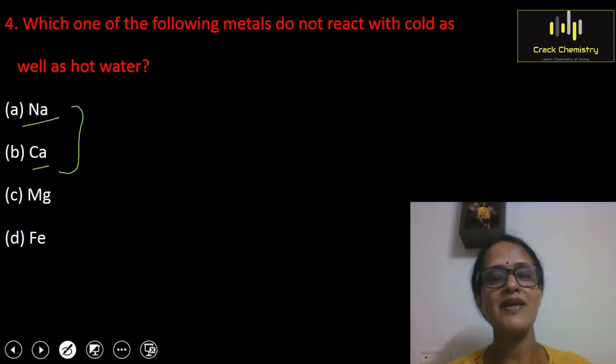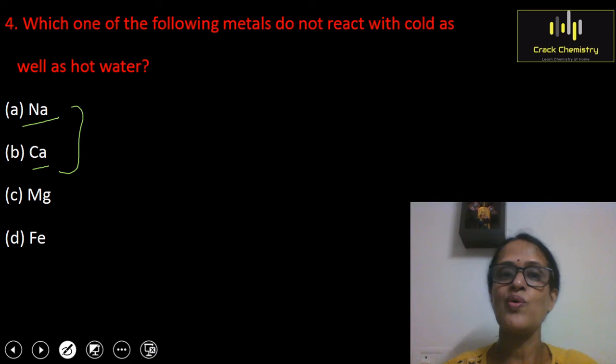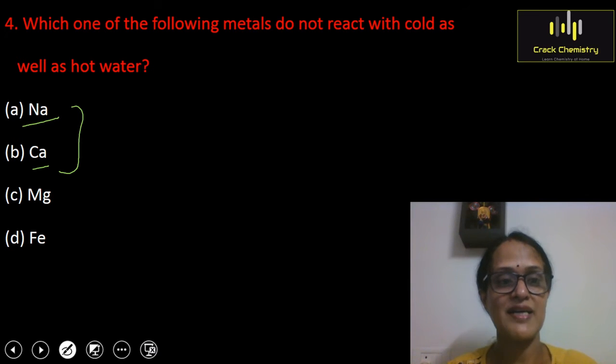So sodium reacts very violently with cold water. They produce hydroxide with the liberation of large amount of heat because the reaction is highly exothermic. So because of the production of large amount of heat, hydrogen gas which is produced starts burning also.